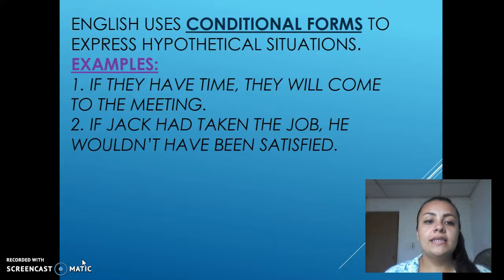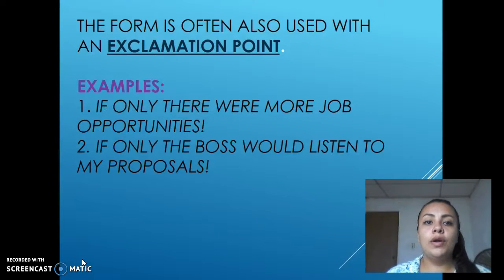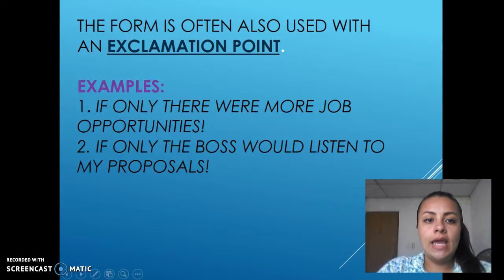The second example is, if Jack had taken the job, they wouldn't have been satisfied. This is another hypothetical situation that uses conditional forms. The other form is often also used with an exclamation point. In this kind of form, for example, if only there were more job opportunities. You say it like an exclamation, but you have to use the hypothetical situation because you have to imagine everything that would happen.